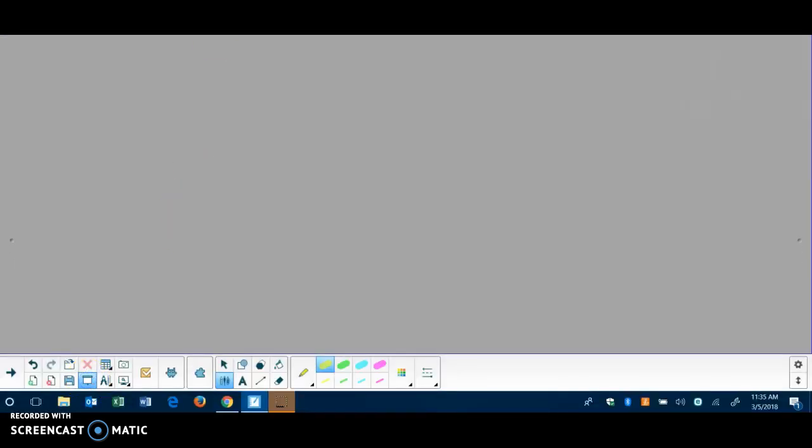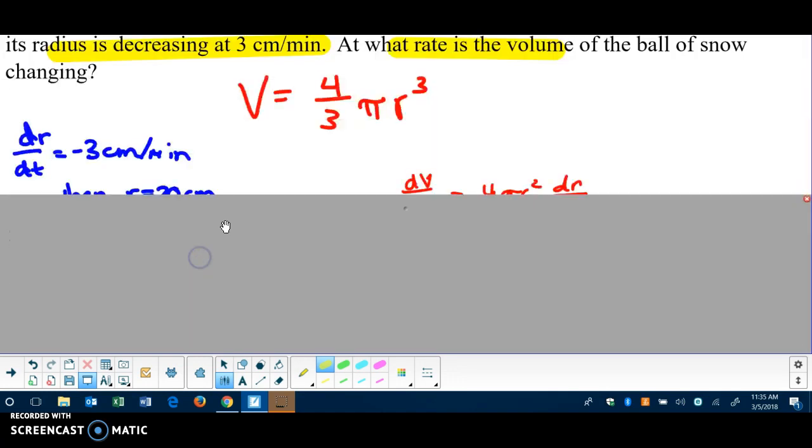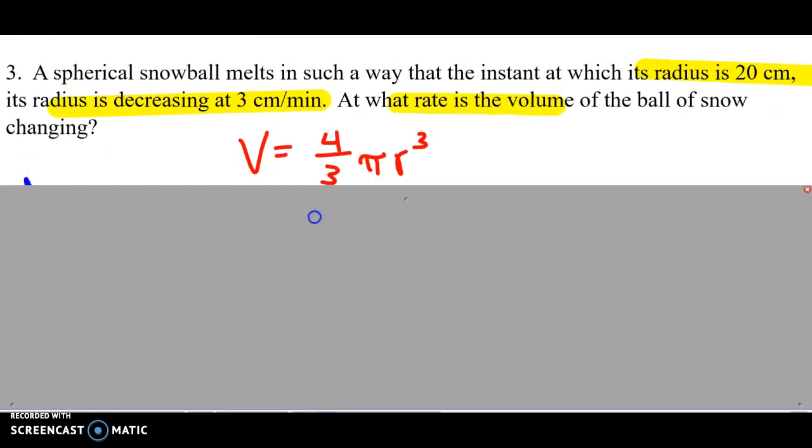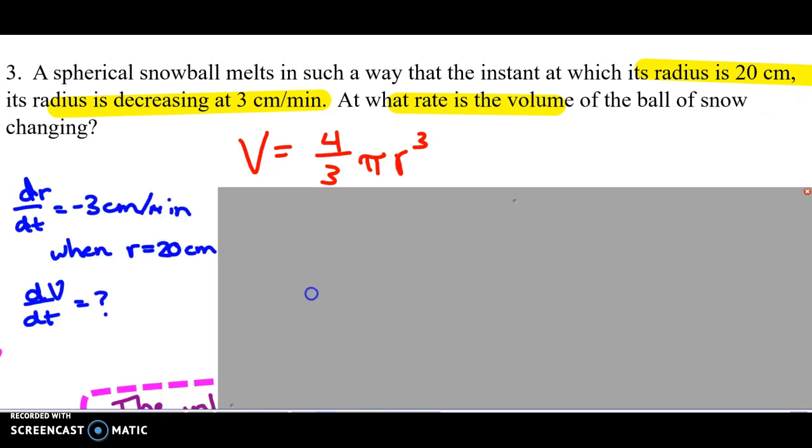Sometimes this thing is harder to work than you would think. Anyway, all right. So I have my formula for the volume of a sphere. It's a snowball. We have our given information. We know that the rate at which the radius is decreasing is 3 centimeters per minute. Notice that it's negative because it's decreasing. And that happens when the radius is 20 centimeters. Then we have our dV/dt. That's what we're asked to find. What's the rate of volume?